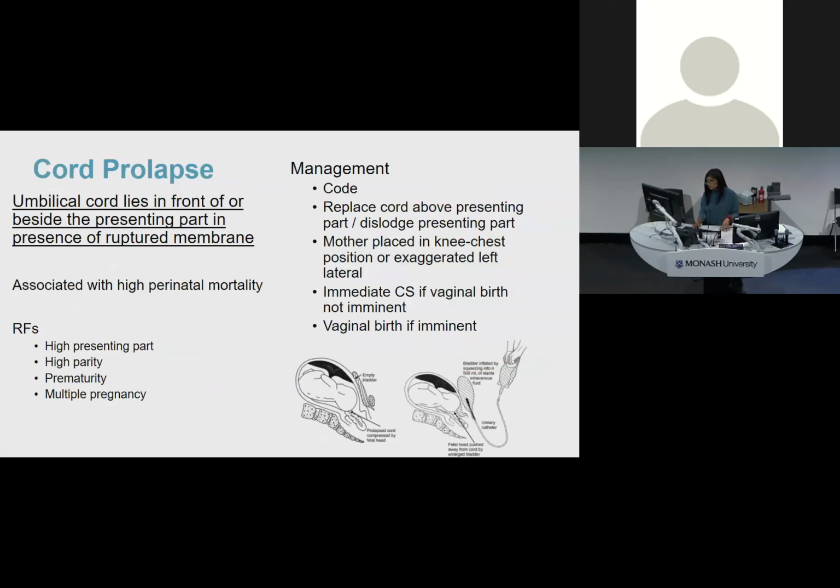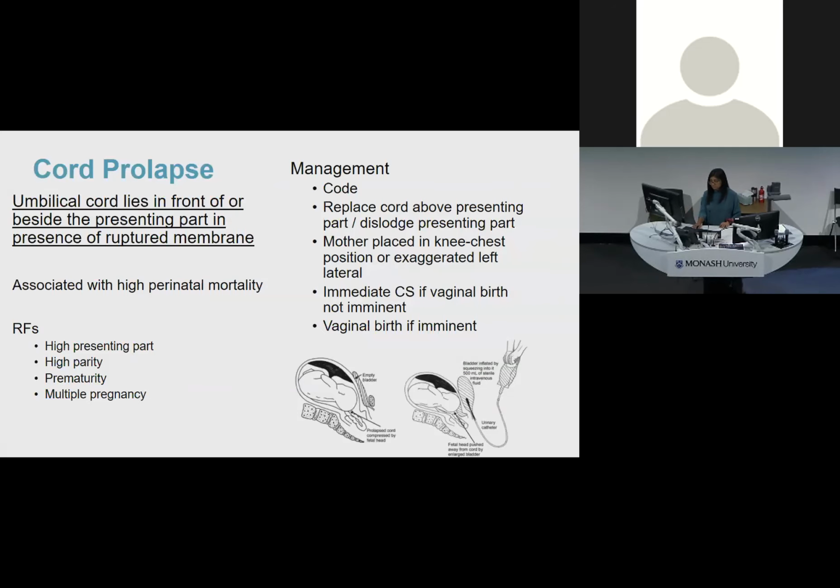Management is you call the code. You replace the cord above the presenting part, or you try and dislodge the presenting part to stop it from compressing the cord. And then you place the mother in knee to chest position, or exaggerated left lateral. You either immediately get them down to theatre, or if their birth is going to be imminent, then you try for a vaginal birth.